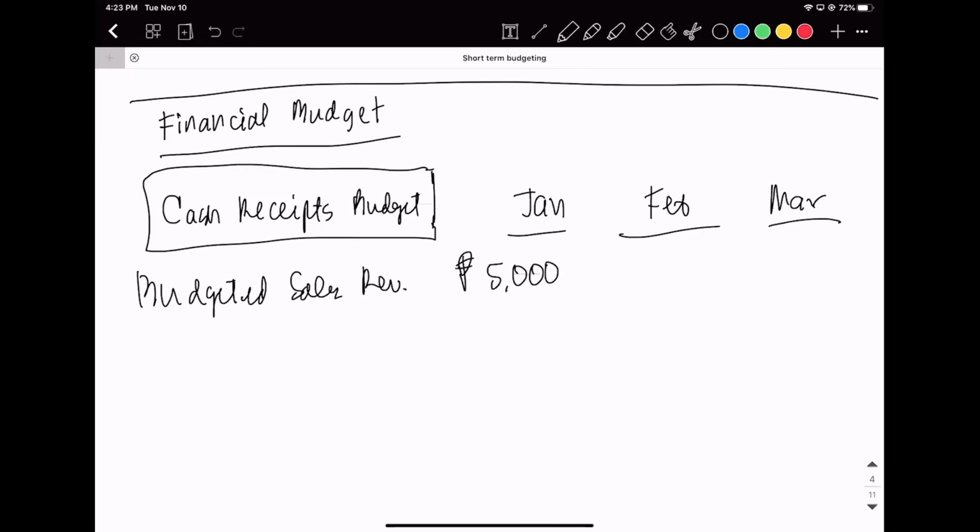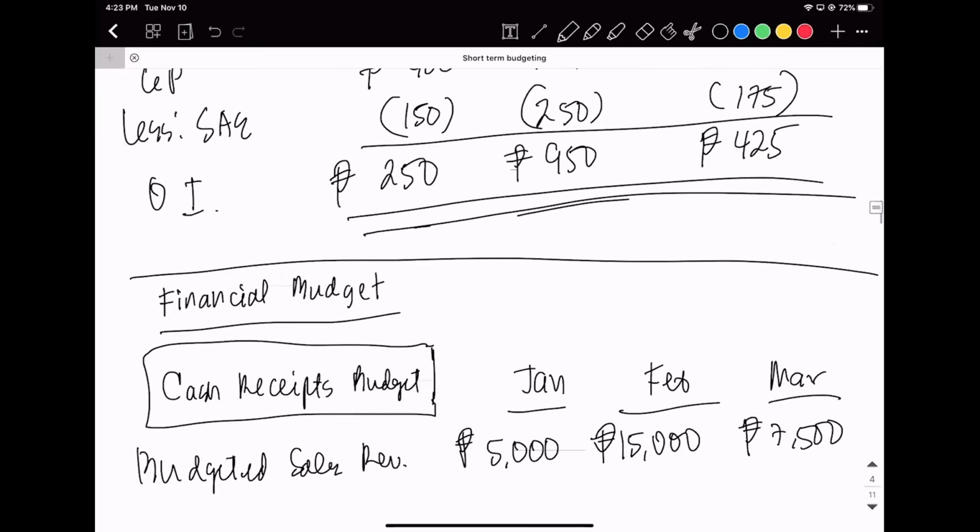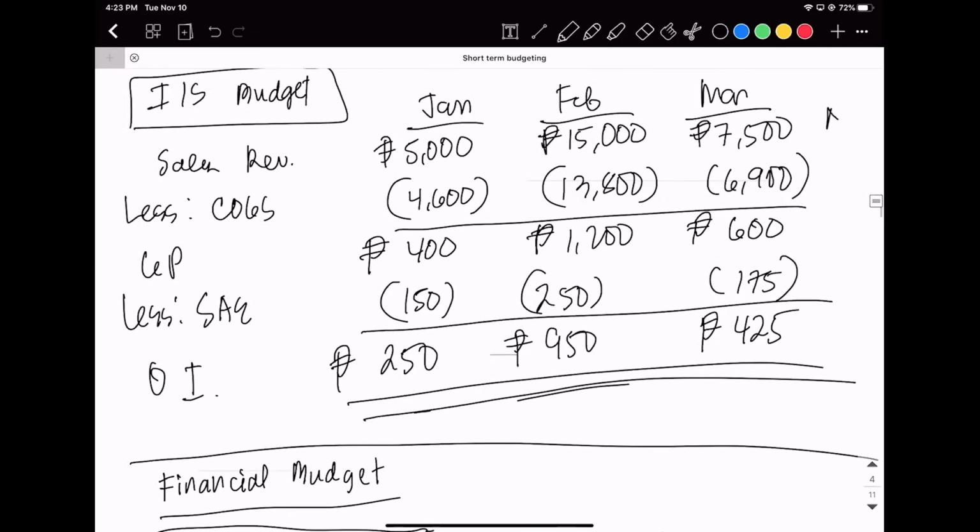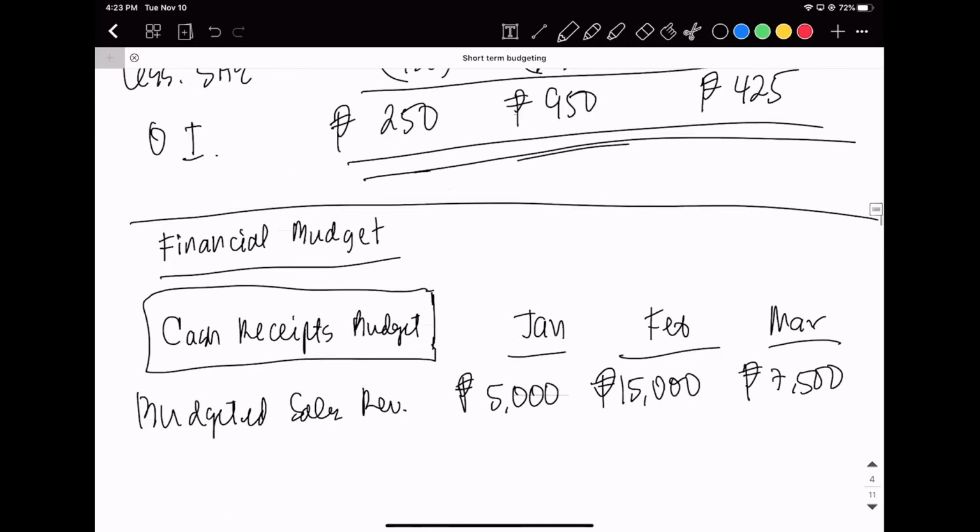5,000. Ito yung kanina, no? 15 tsaka 7,500, no? Ayan. So, naalala sana. So, 5,000. Okay, check natin. Baka mali. Ito, tama. Okay. So, 5, 15, 7,500. Okay. Marireceive na ba natin ito lahat?